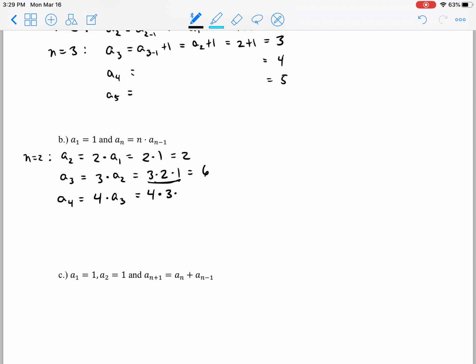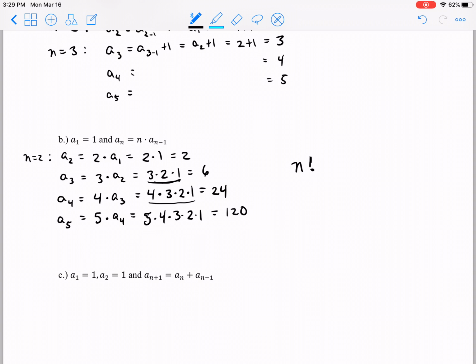So 4 times 3 times 2 times 1, and that's going to just be 24. And I'm going to do one more, and you should start to notice what this actually is. This will be 5 times a4, and remember a4 was 4 times 3 times 2 times 1. So this is 5 times 4 times 3 times 2 times 1, or 5 times 24, which is 120. And if you haven't noticed this already, this is n factorial.